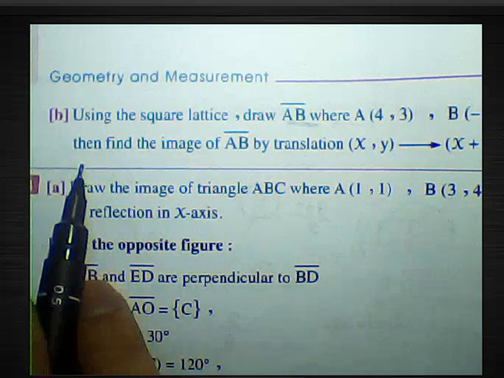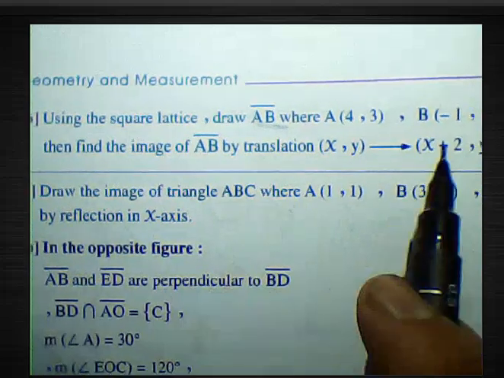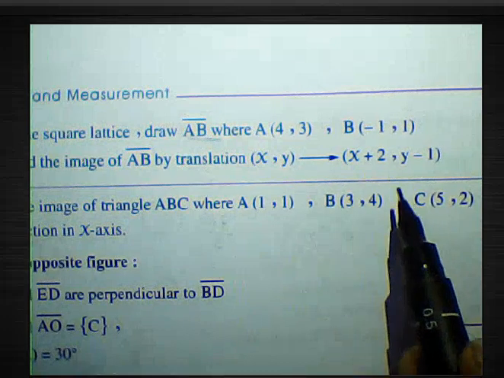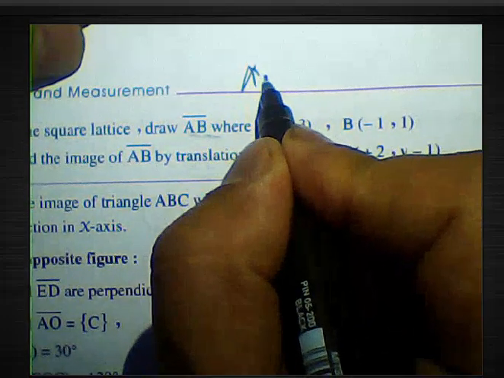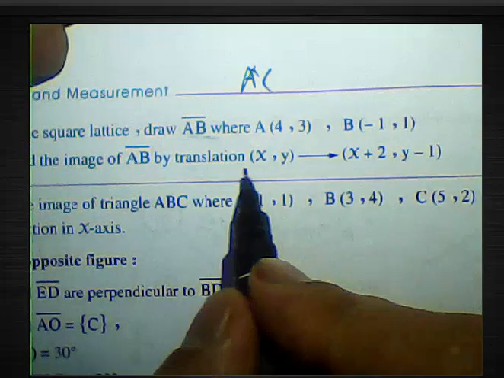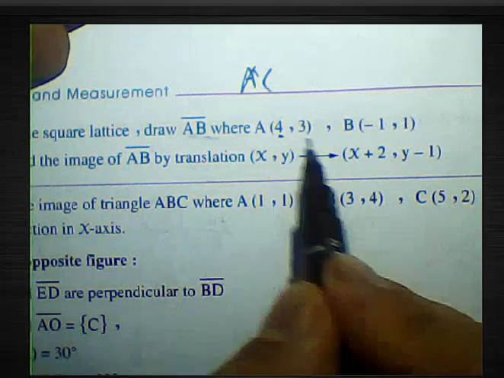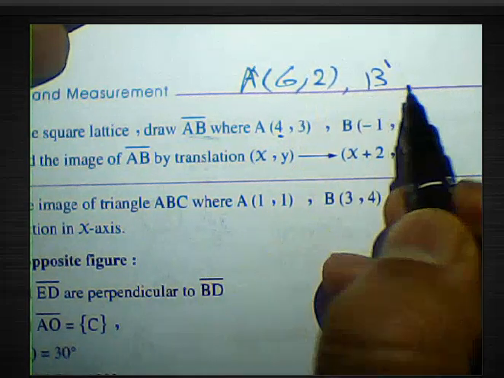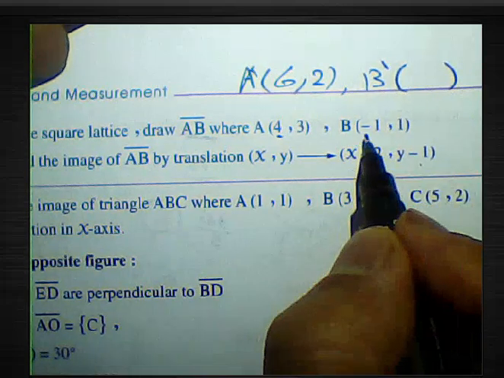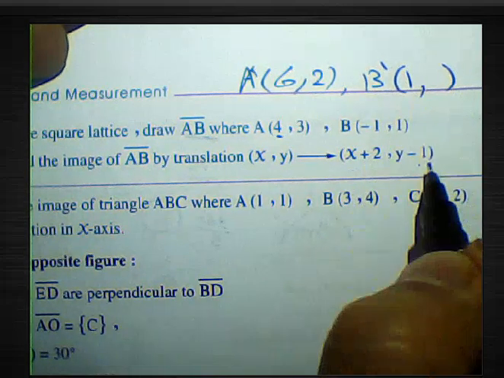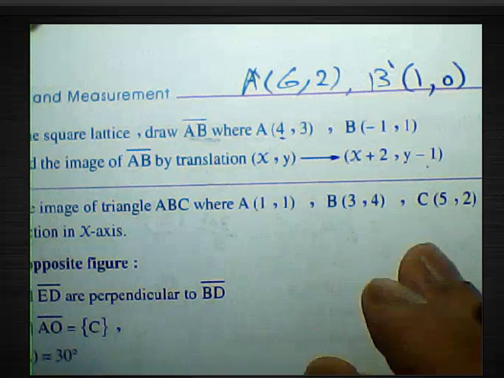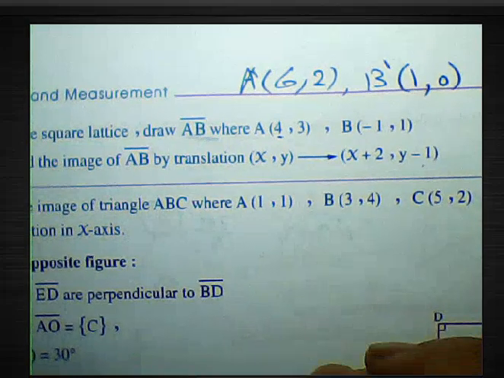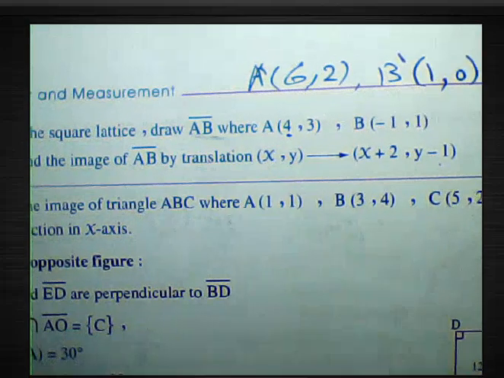Option B, using the square lattice, we draw AB and find the image by translation: x plus 2 and y minus 1. We can find A' and B' by this rule. Look here: 4 plus 2 equals 6, 3 minus 1 equals 2. And for B', negative 1 plus 2 equals 1, and 1 minus 1 equals 0. And you can draw the image of the straight line AB. It will be A'B'.